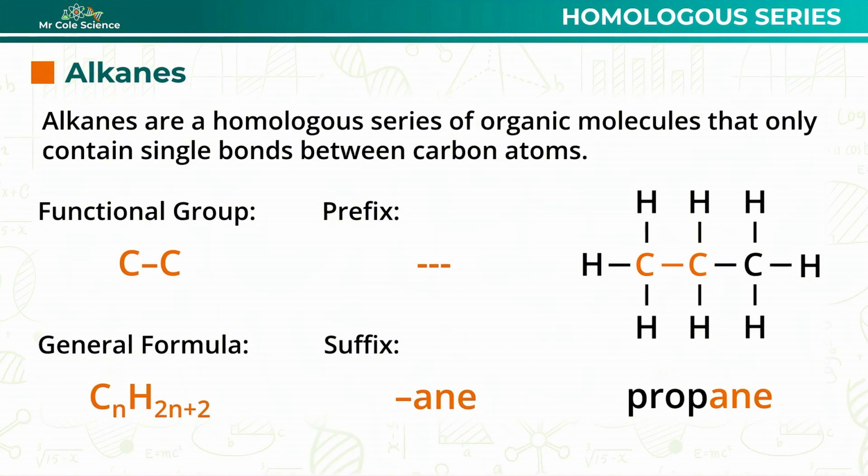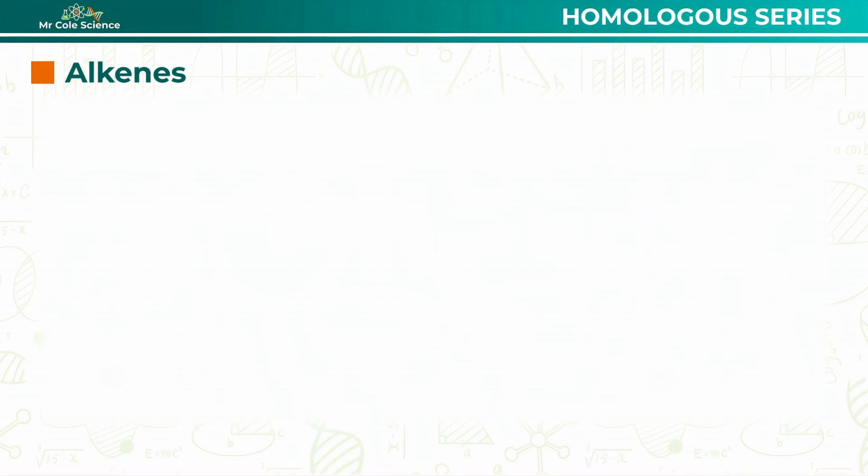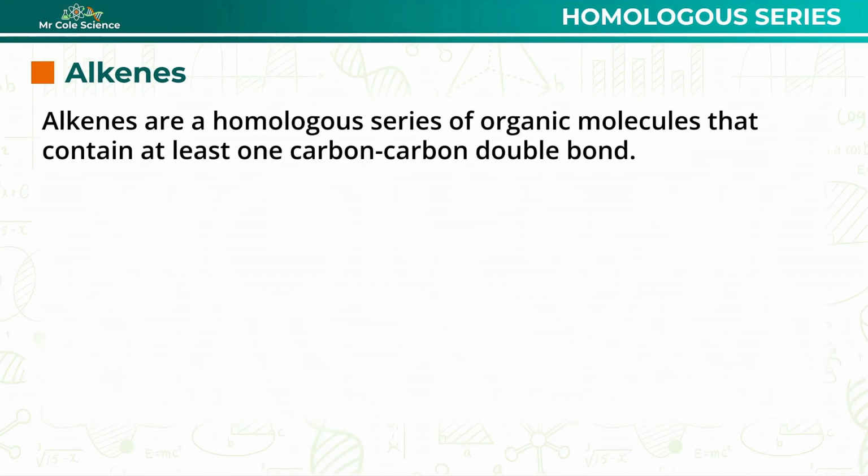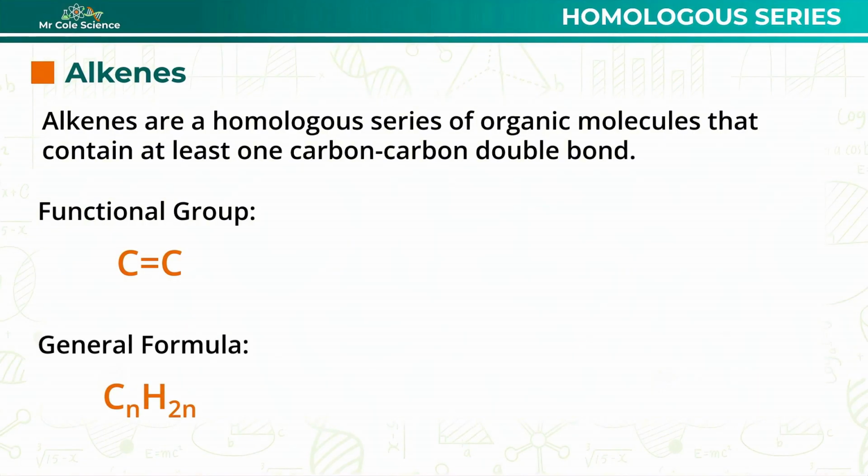We can also clearly see the ane suffix in the name of the molecule, identifying that this molecule is an alkane. Next up we have alkenes, another relatively simple homologous series. This time each member contains at least one carbon-carbon double bond, making a carbon-carbon double bond the functional group for alkenes. Alkenes have the general formula CnH2n, telling us that for every carbon atom, there are twice as many hydrogen atoms. And again, this shows us that alkenes are hydrocarbons, as they too only contain carbon and hydrogen atoms.